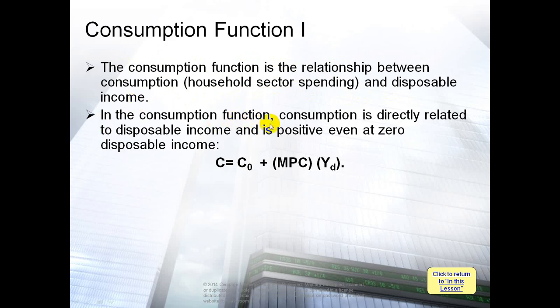In the consumption function, consumption is directly related to disposable income. So it is a direct relationship between what? Consumption and disposable income, and positive even at zero disposable income. For example, imagine disposable income is zero, zero times any number is zero, but here we have autonomous consumption. So total consumption can never be negative or zero, it is positive because of the autonomous consumption.